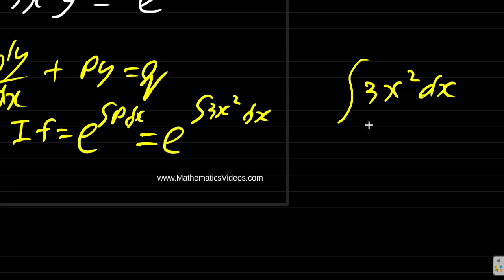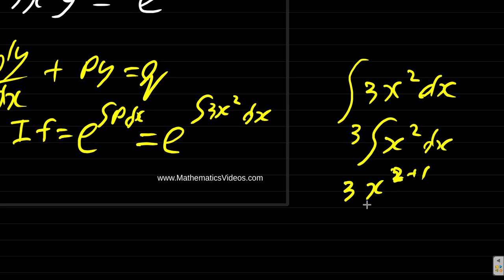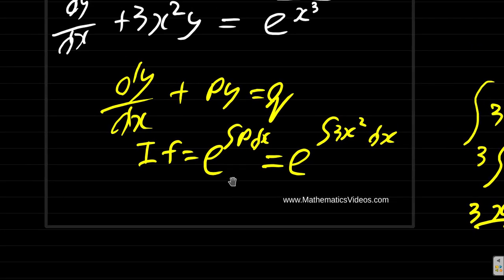Now, here, this would be 3 times the integral of x squared dx. Using the power rule, this is 3 times x to the 2 plus 1 over 2 plus 1, which is 3x cubed over 3, and they cancel. So it's just x cubed left. So the integrating factor is e to the x cubed.